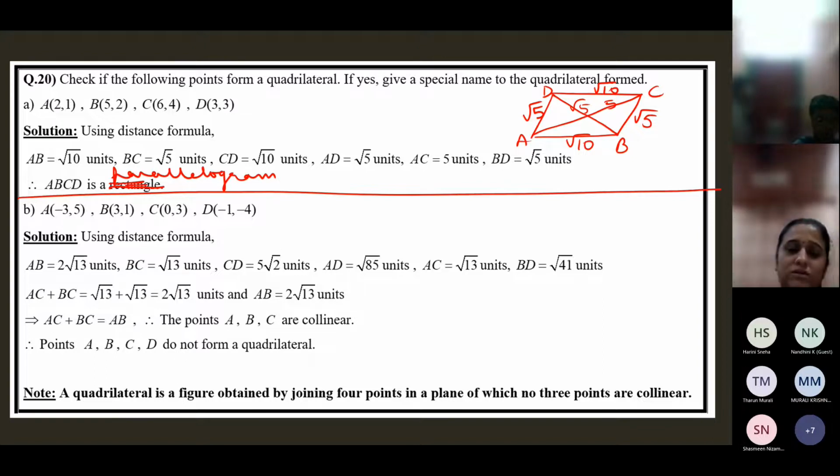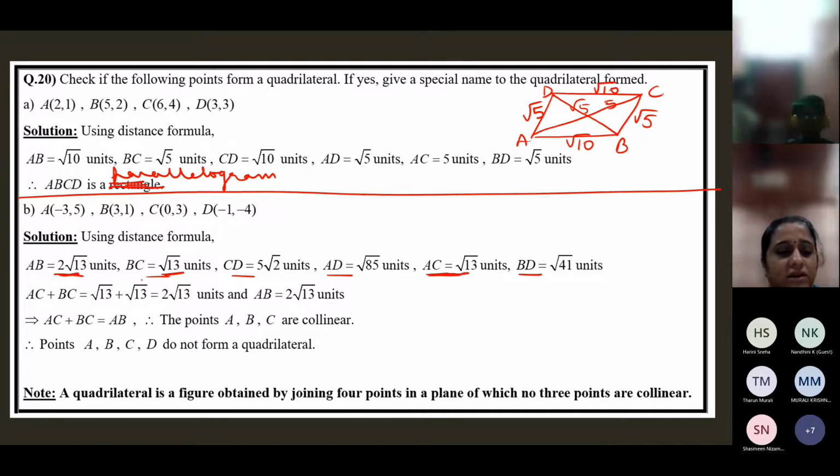Look at the next one, children. So you also please work and let me know if my values are correct. I found AB, BC, CD, AD, like the earlier one, and also the diagonals AC and BD. Now when you look at the working here, you see 2 root 13, and root 13.